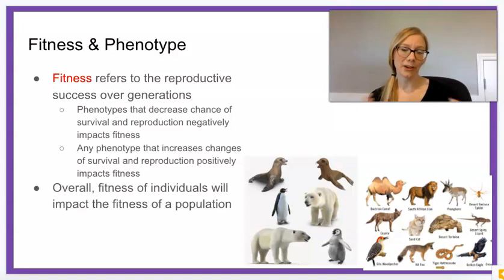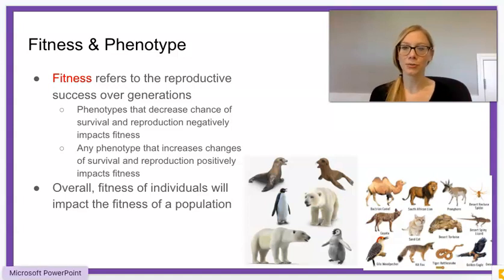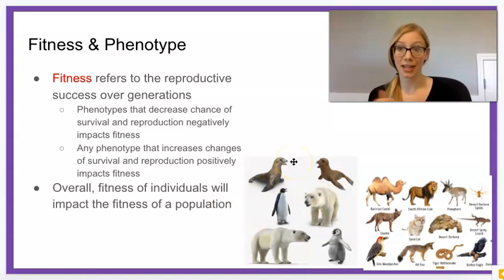So when we think about phenotypes and their adaptations, one way to think about this: Arctic animals and desert animals look kind of different to us, right? They have different adaptations that help make them more fit for their given environment, aka they can survive and pass on those traits to the next generation.